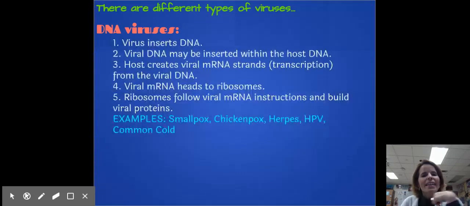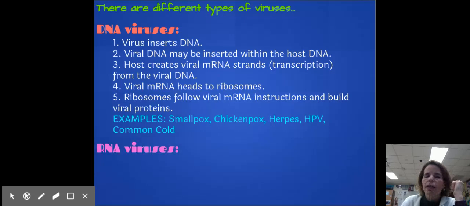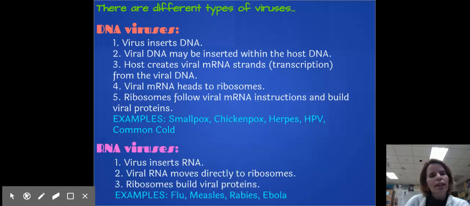All right, there are different types of viruses. There are DNA viruses that have just DNA inside them. Examples include smallpox, chickenpox, herpes, HPV, and the common cold. There are also RNA viruses. RNA viruses go straight, instead of having to make RNA, they go straight to the ribosomes and have their proteins made very quickly. Examples of RNA viruses are the flu, measles, rabies, and Ebola.